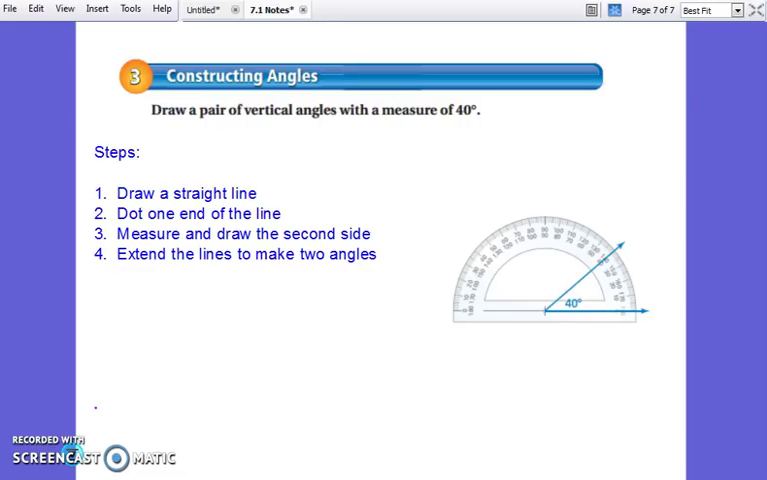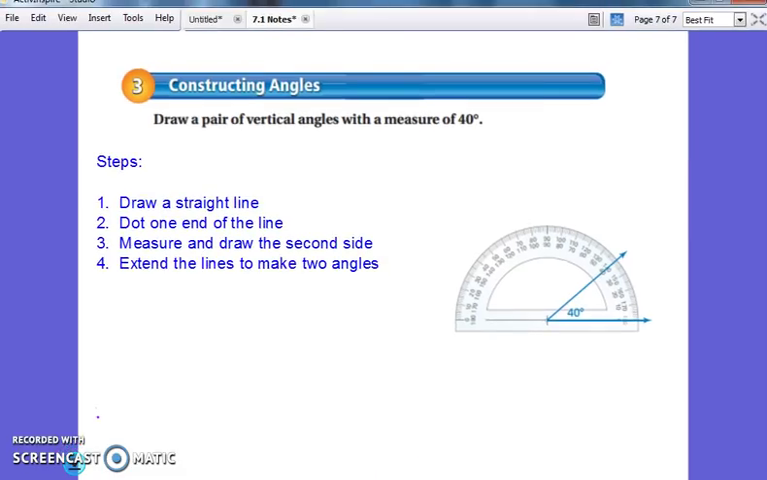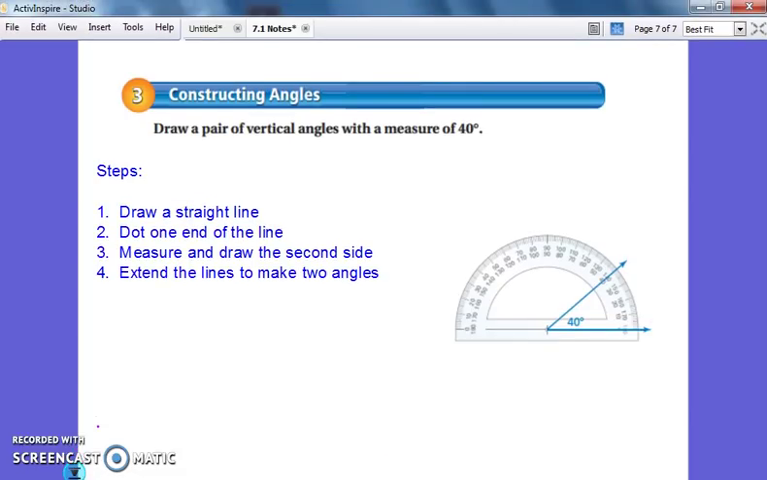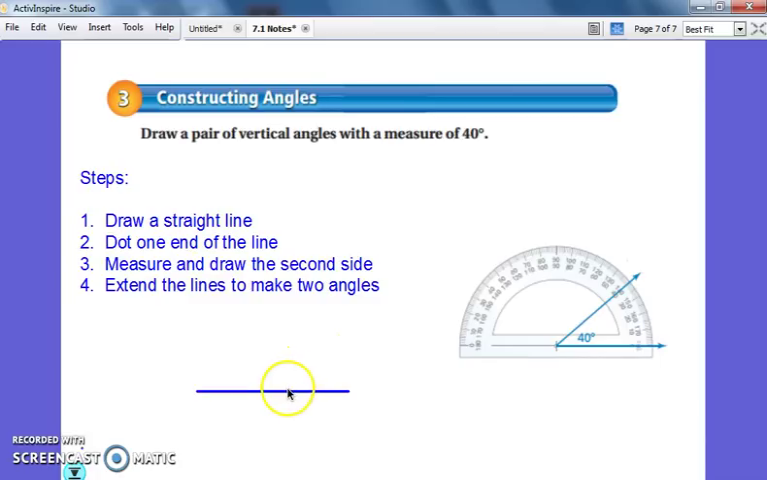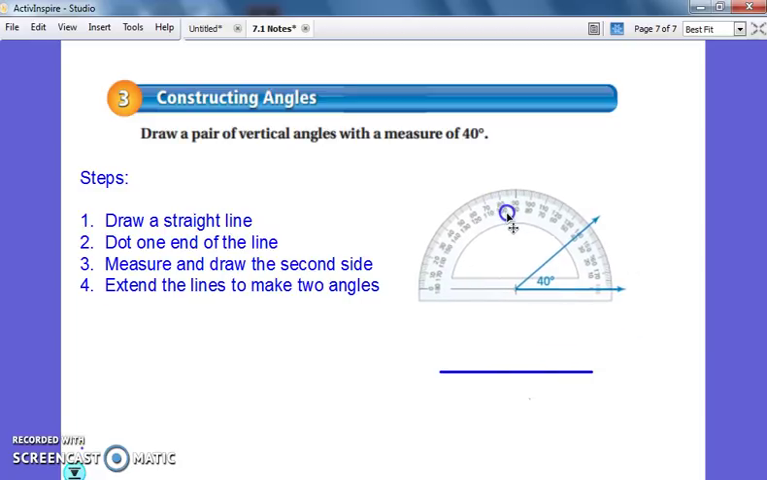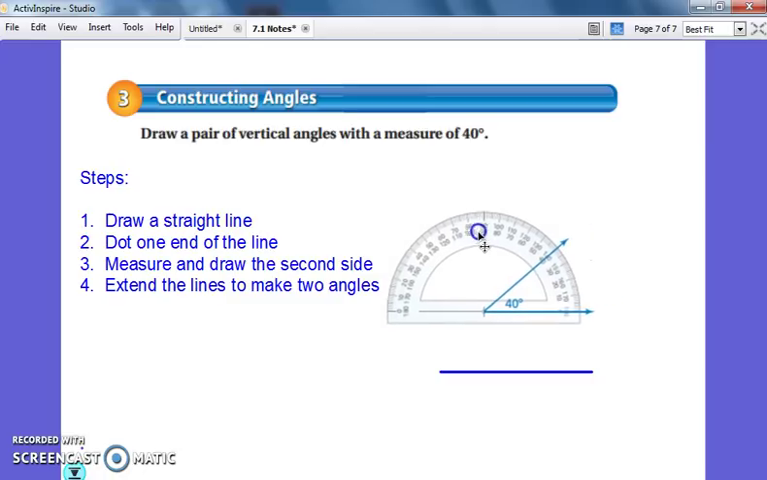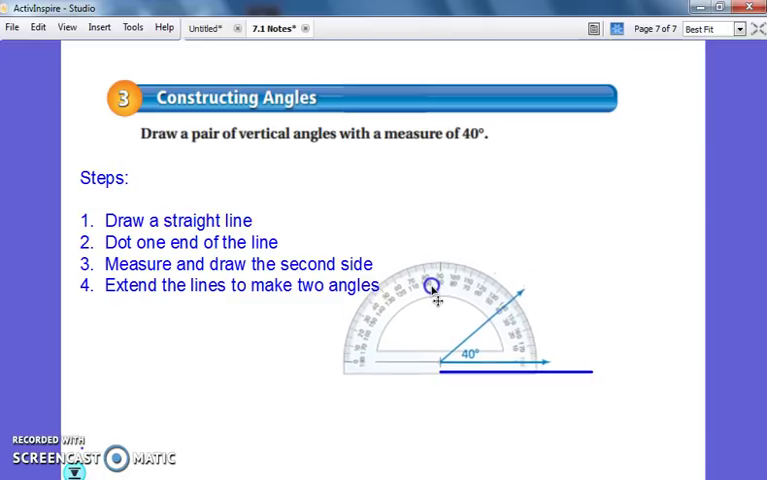So first I need to draw a straight line. So you guys are going to find a straight edge. And I need to find my straight edge. Okay, so I'm going to draw a horizontal line. Let me move that over here just a little bit. Okay, I know I need 40 degrees, so let me move this over. This looks like it's been pre-marked already with 40 degrees. So remember, you put the little T on the corner.